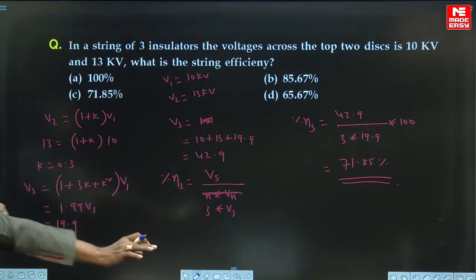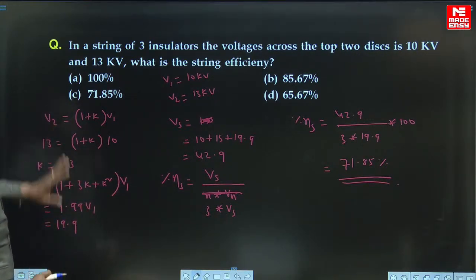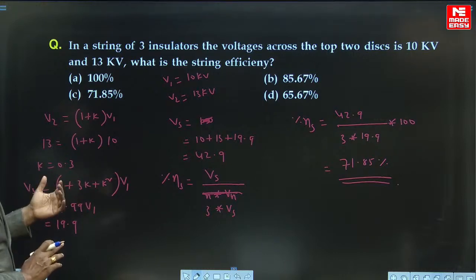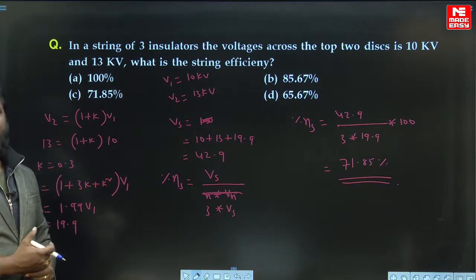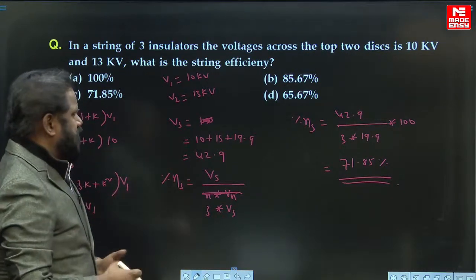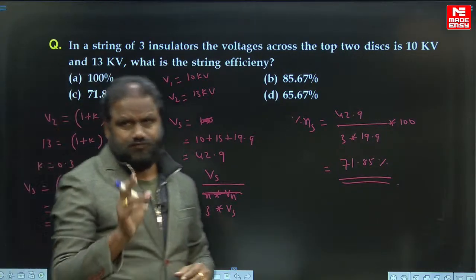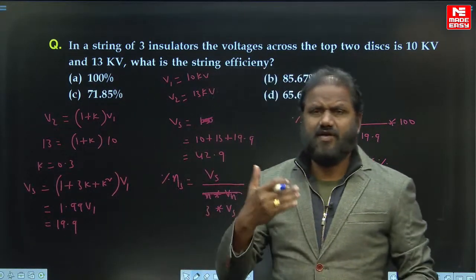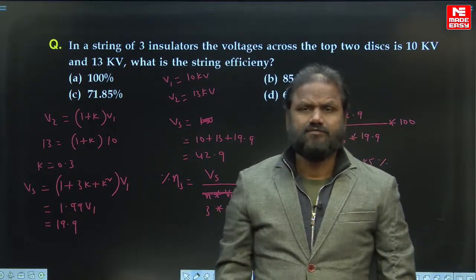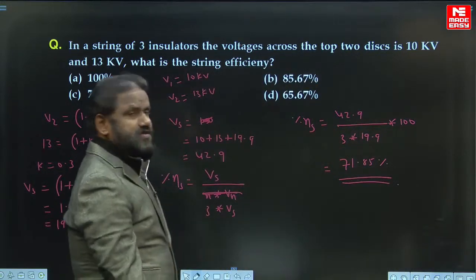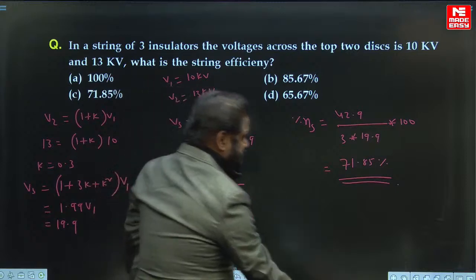See here also I can say the same thing: 100% will not be there. For 85%, what should K be? K should be less than 1 by 10. Normal design is that K is always less than 0.1. Then only can you get the string efficiency to be more than 85%.